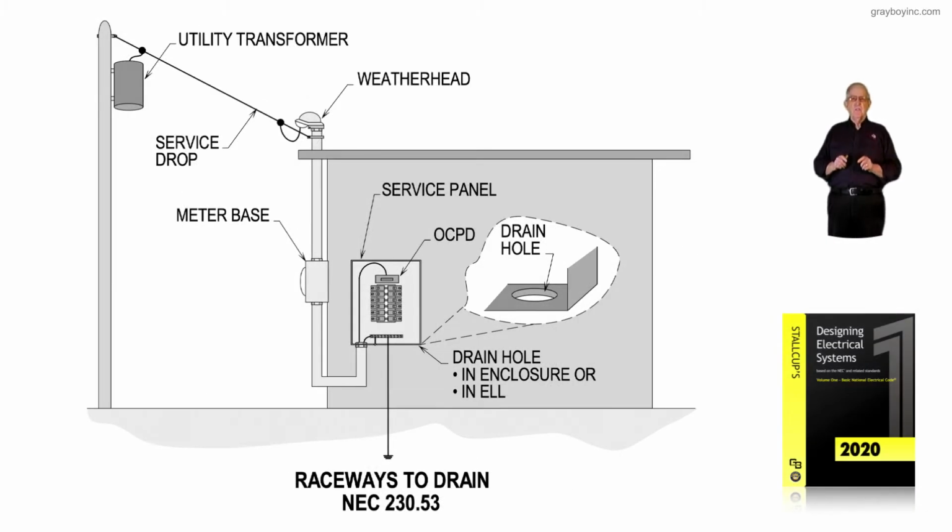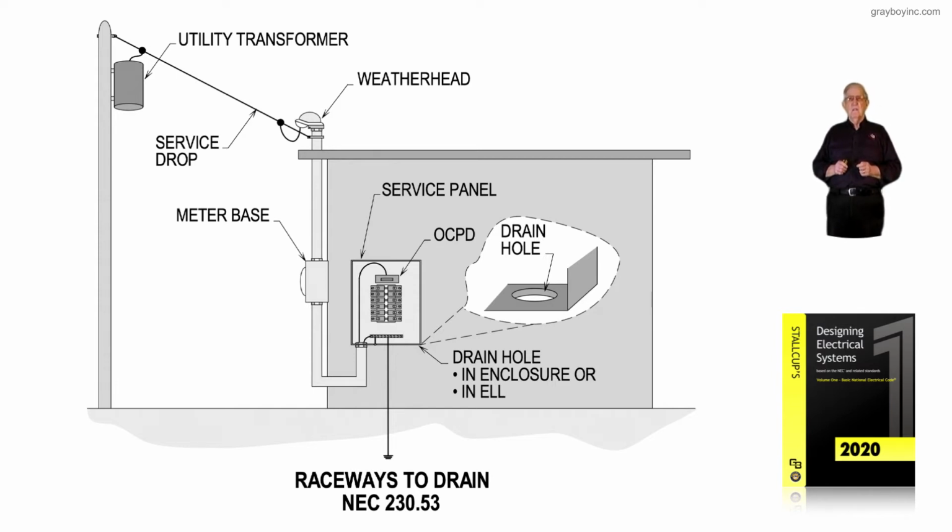Now this illustration deals with raceways and equipment to drain. This is in accordance with NEC 230.53. Now for example, let's review the panel board that shows the overcurrent device. It's a service panel. And then notice the drain hole.